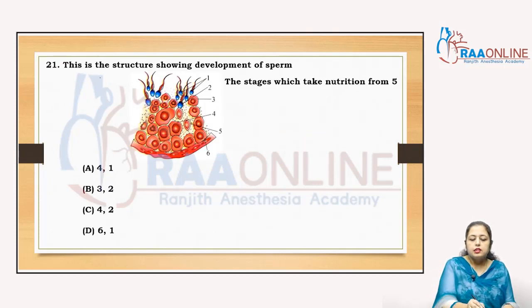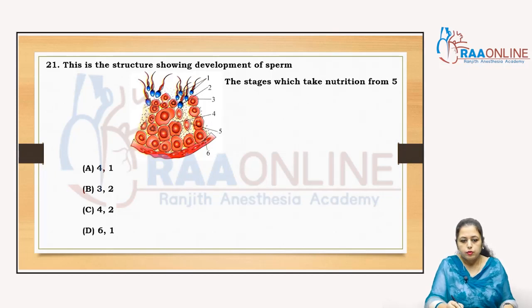Again, this is the structure showing the development of the sperm, which stages take the nutrition from the 5, right? That process is called spermiogenesis. Now that is called the Sertoli cells. In which stage? Clear?